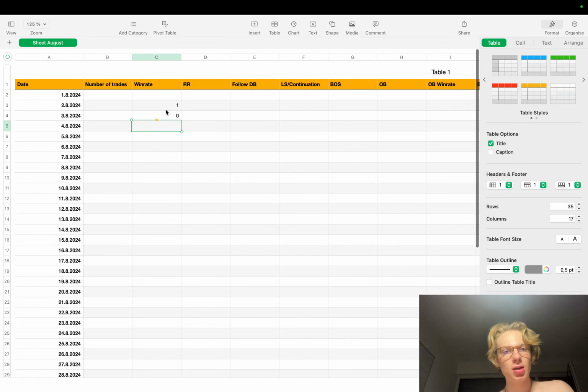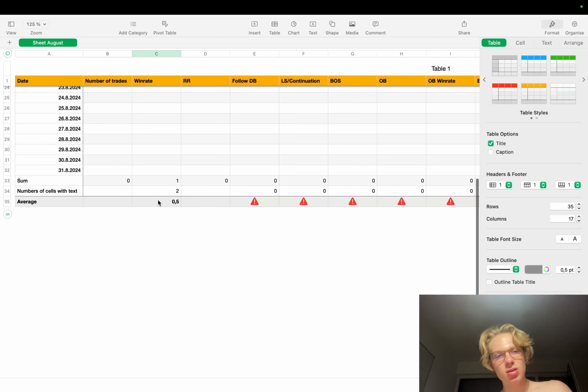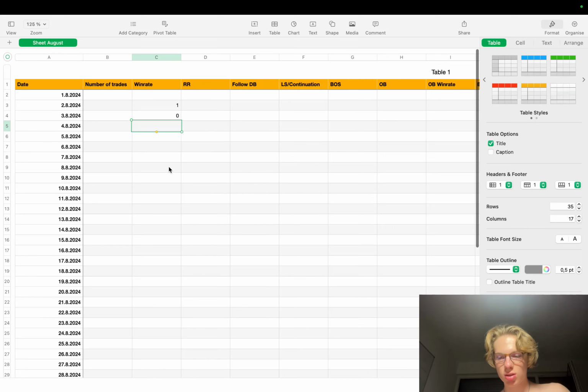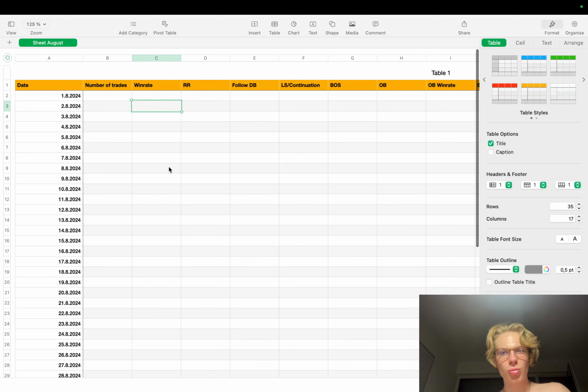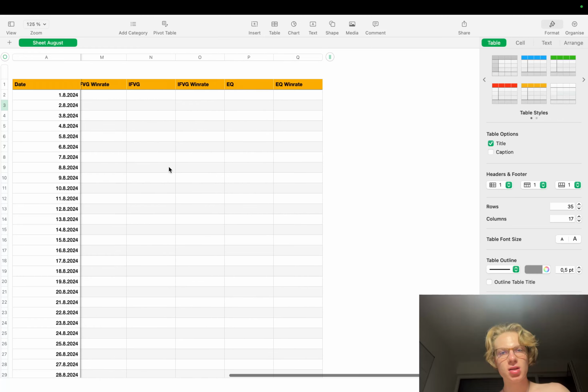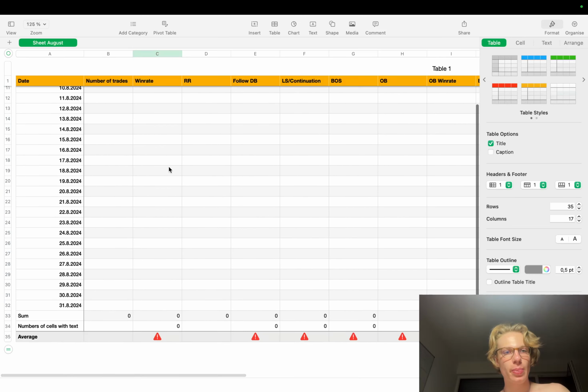Because if we calculate this, the base term for this is just this number divided by this number, and then you get your average win rate, your average percentage of how many times you use an order block, of how many times you win with your order block. But yeah, that's just this dashboard broken down simply. Obviously you can adjust it.